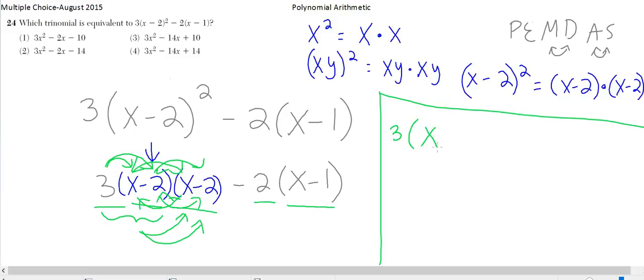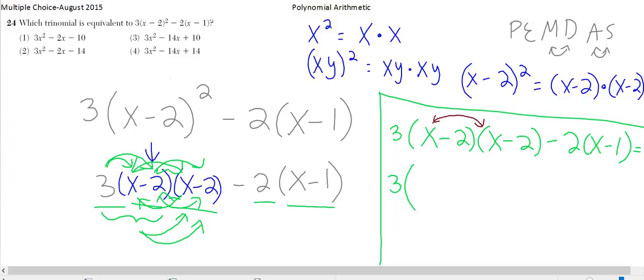So here's the question: 3 times x minus 2 times x minus 2 minus 2 times x minus 1. We're first going to do the FOIL within the x minus 2 times x minus 2. Make sure we keep the 3 there. We don't want to forget about the 3. First: x times x is x squared. Outer: x times minus 2 is minus 2x. Inner: minus 2 times x is another minus 2x. Last: minus 2 times minus 2 is positive 4.